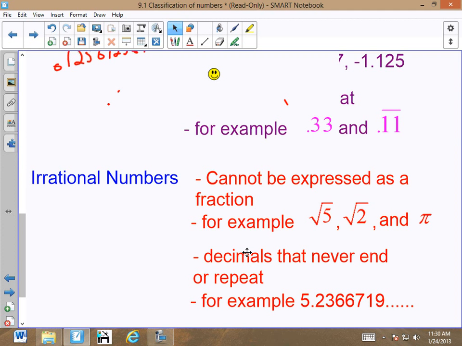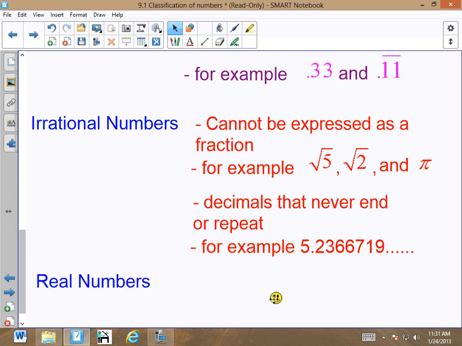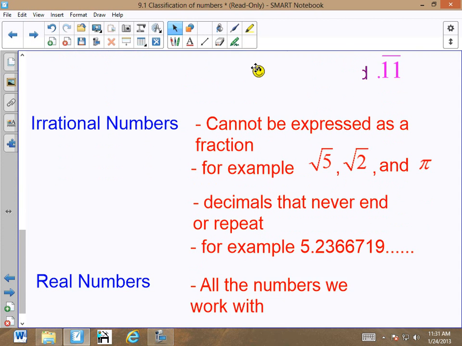So anytime you see a square root and it's not a perfect square, it's irrational. Anytime you see the pi symbol, irrational. For this class, that's the only time it's irrational: a non-perfect square and a square root, and pi. Real numbers. For this class, all numbers we work with are real. So every number we give you is going to be real. Okay?